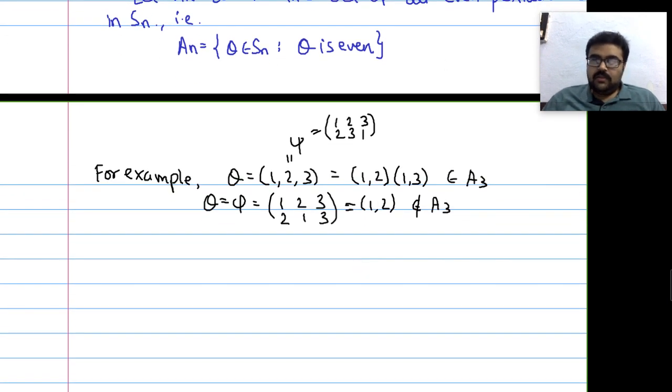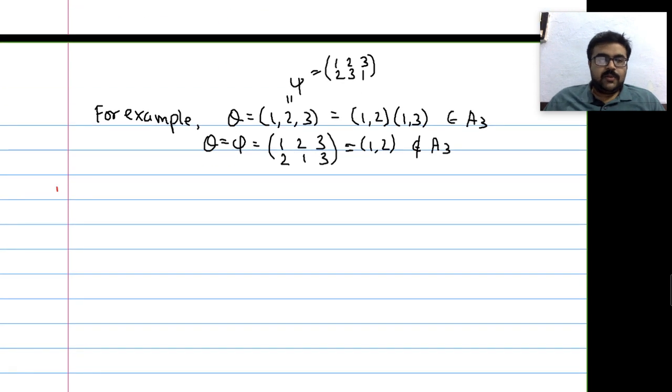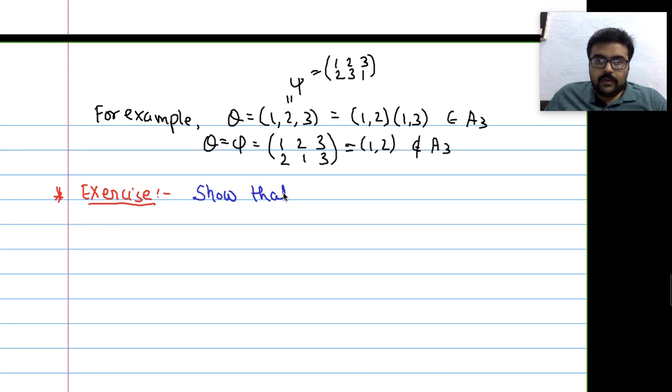Then the exercise I ask you to do, which I will prove here but in a different manner, is to prove it independently. Show that An is a subgroup of Sn.